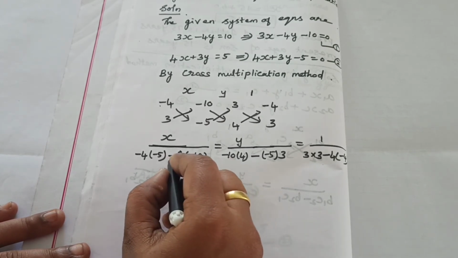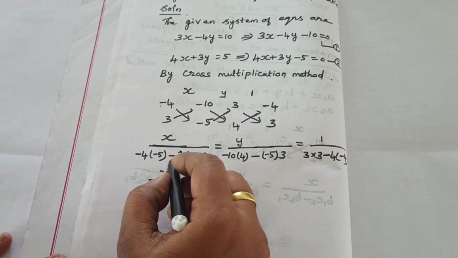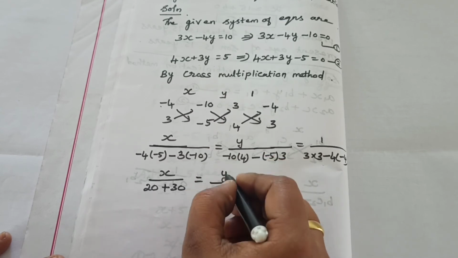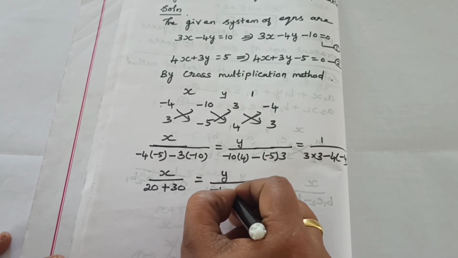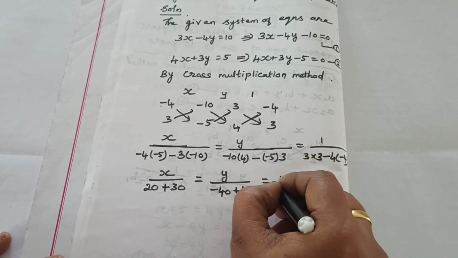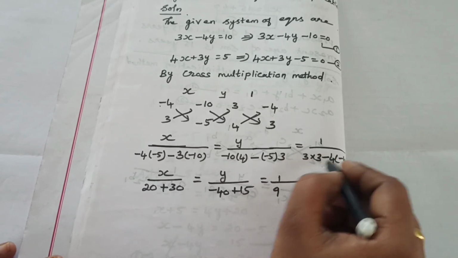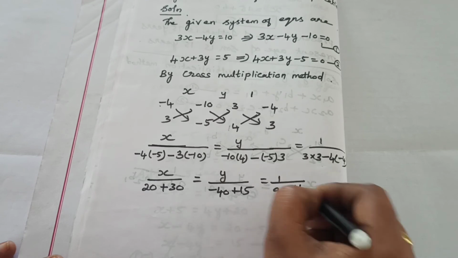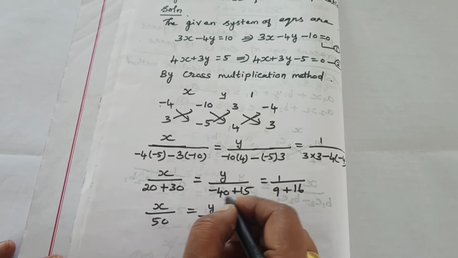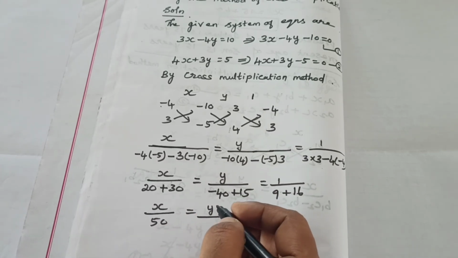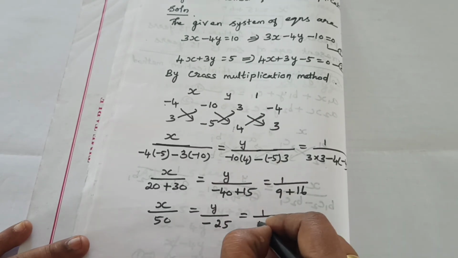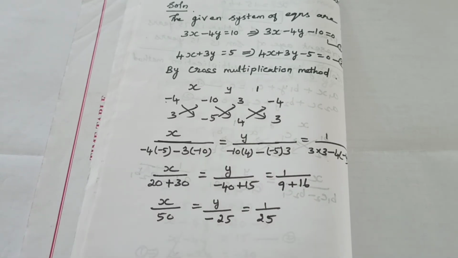Then x divided by minus 4 into minus 5 is 20, minus 3 into minus 10 is minus 30; minus into minus is plus, so 30. Then y divided by minus 10 into 4 is minus 40, minus minus 5 into 3 is plus 15. Then 1 divided by 3 threes are 9, minus into minus is plus, 4 fours are 16. So x divided by 50 is equal to y divided by minus 25, equal to 1 divided by 25. Any doubt?